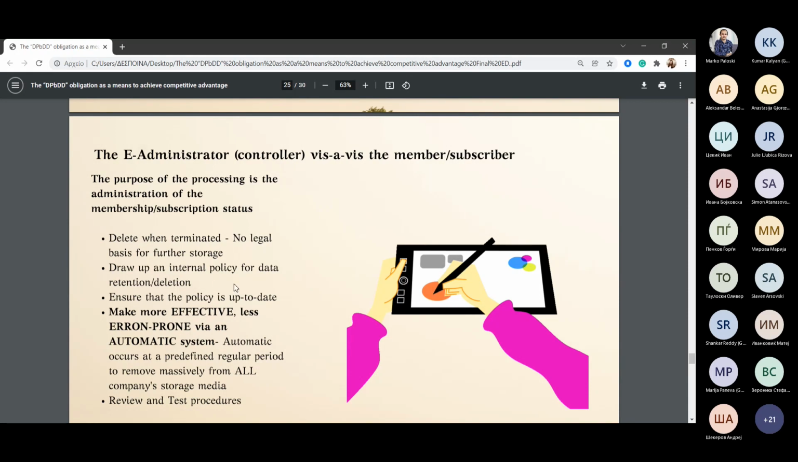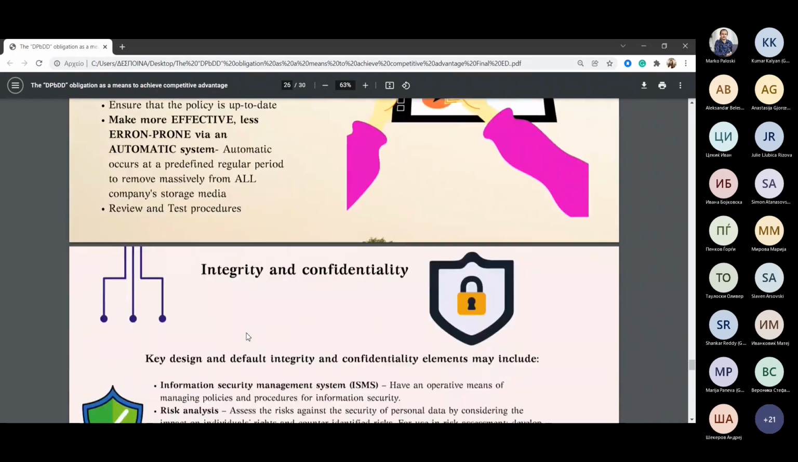Draw up an internal policy for data retention and deletion. Make the system more effective and less error-prone via an automatic system. Automatic deletion occurs at a predefined regular period to remove massively from all company storage media data which is no longer necessary regarding the aim, and review and test procedures.